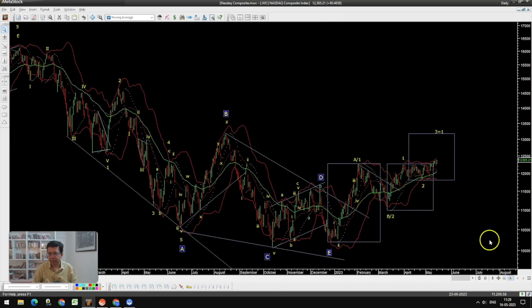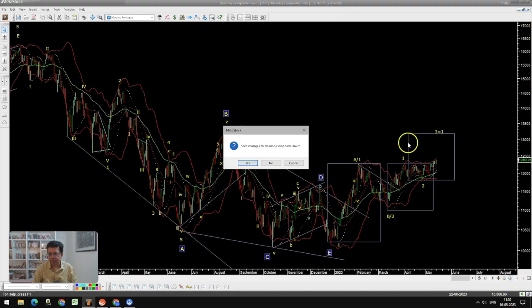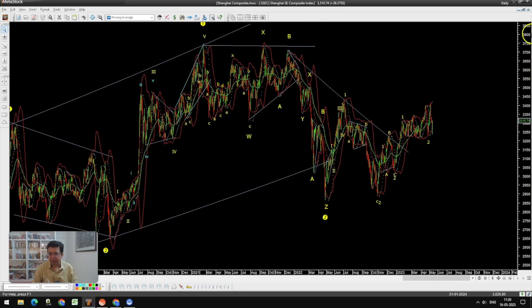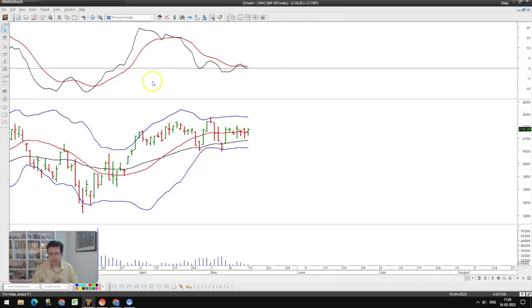But the momentum indicators are positive, daily, weekly, both indicating that the Nasdaq does make higher highs, which is why I think that is going to be the outcome. And that's the outcome with which I'm working.